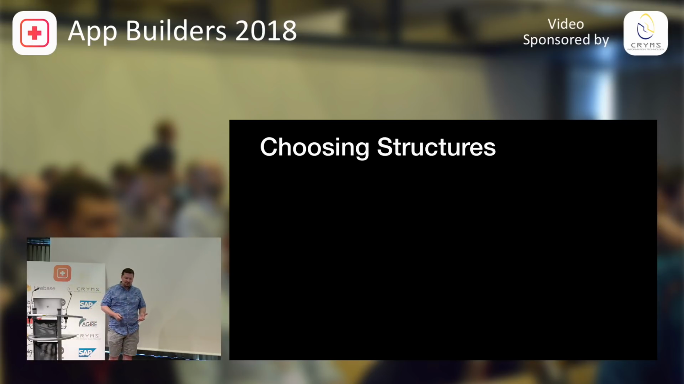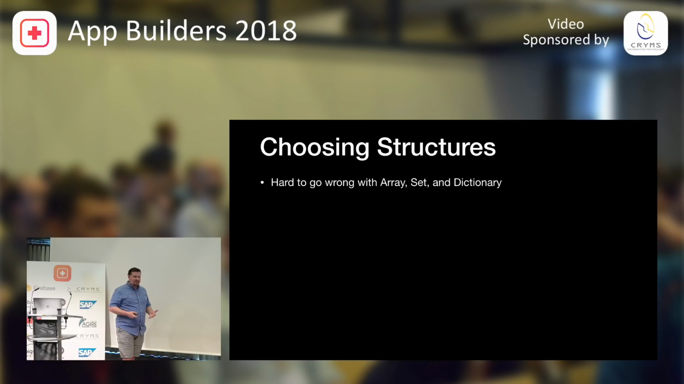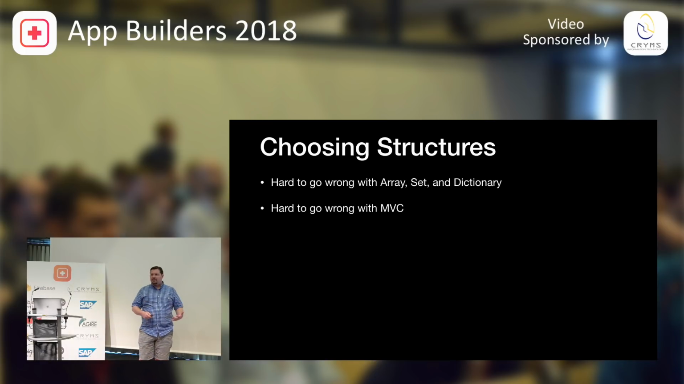So how do we choose the structures? Well, when it comes to data structures, it's hard to go wrong with array, set, and dictionary. There are situations where you want something more obscure like a self-balancing tree, or a doubly linked list, or something like that. But in general, we start with array, set, and dictionary, and only move to something else if we can prove that these will not meet our needs. And I would propose that it's also hard to go wrong with MVC. If you're looking for a place to start, start with MVC, and then once you've proven that it's not going to work, move to something else.